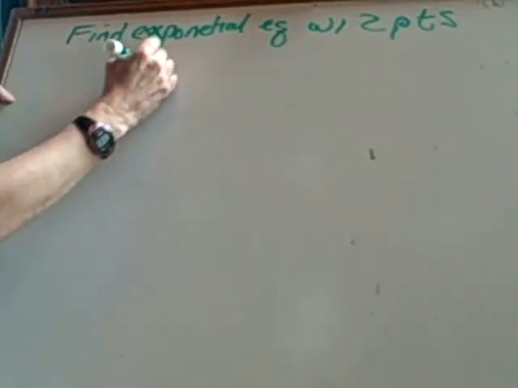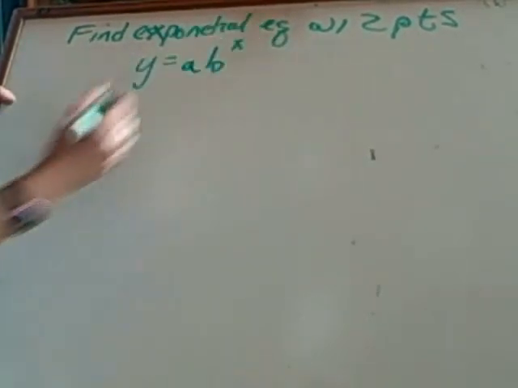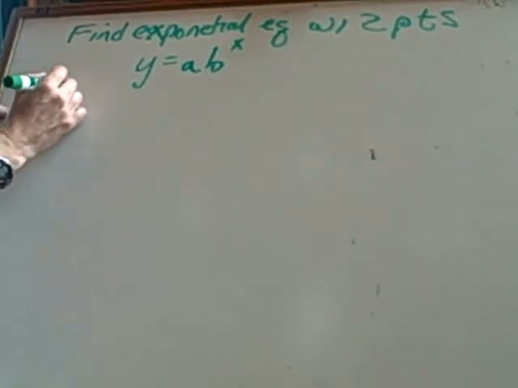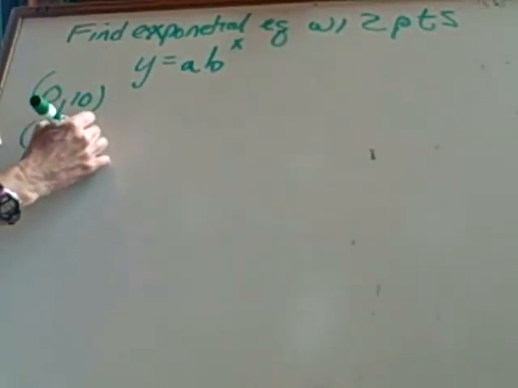On this one, we're going to use that equation that looks like y equals a times b to the x. And we're going to use a system of equations type thing a little bit, and we're going to use our 2 points. They gave me 2 points here. They gave me 0, 10, and they gave me 2, 20.